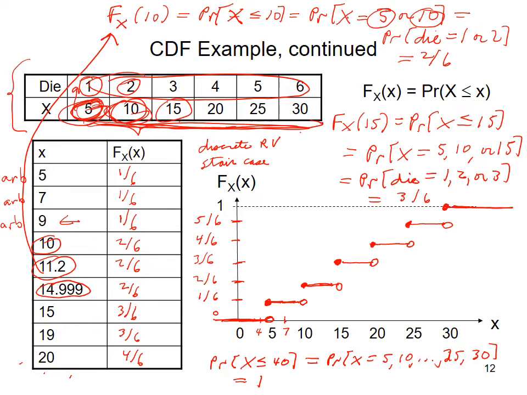So in other words, if I want the probability x equals 25, the size of the jump there is 1 out of 6. So that's the probability that the random variable takes that value. Okay, so this is the first time we've seen a capital F_X of x function.